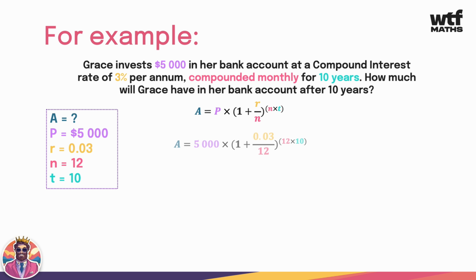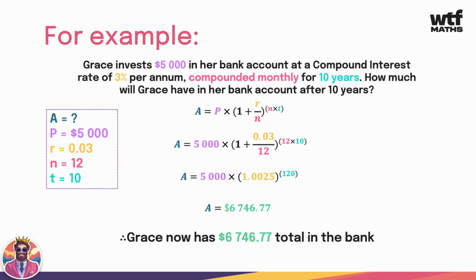I'm going to substitute those numbers into the formula just like before. And optional, of course, you can simplify it a little further if you really want to, but your calculator should be able to work it out. And hopefully you'll get $6,746.77. So the use of the formula is exactly the same as annual. The only difference is we're just changing that N value to be something else depending on the situation.